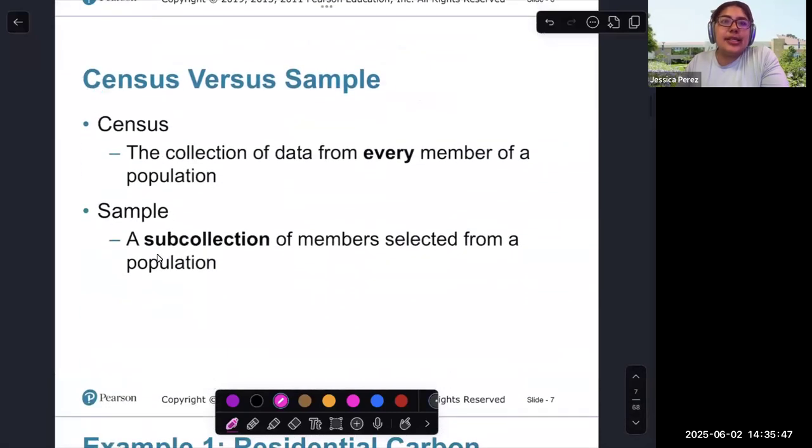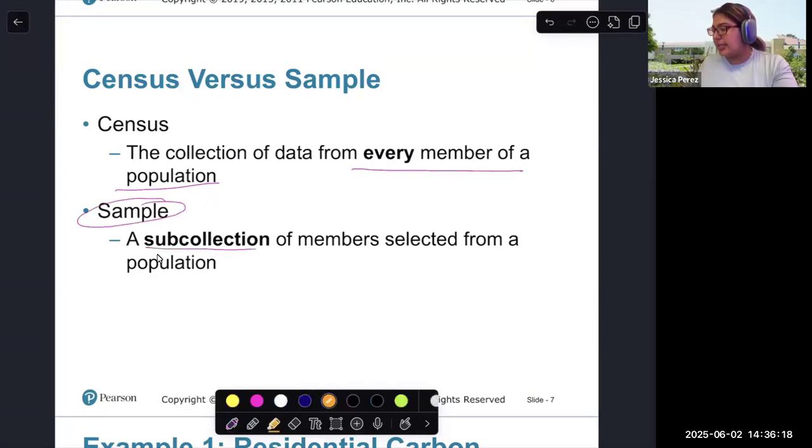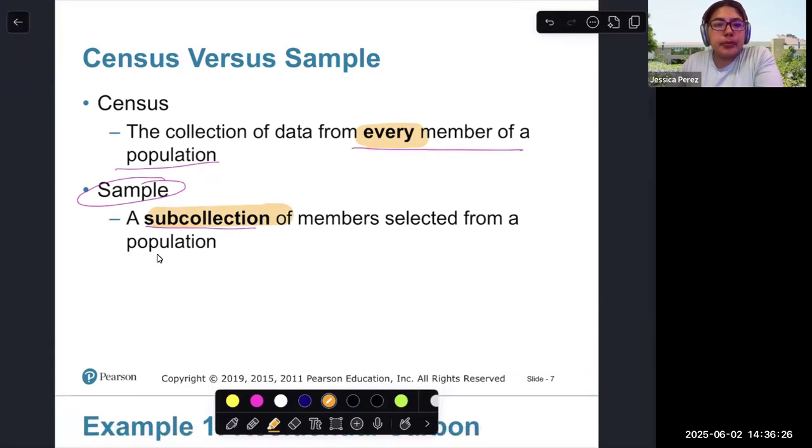So let's talk about census versus a sample. Remember a census, hopefully you all know what a census is, is when you take the collection of data from every member of a population. So from every member, when you're trying to find the census, basically you're trying to determine how many people we have. It's every member in a population. Now a sample is a sub-collection of members selected from a population. So a sample is a sub-collection where a census is every. So every or a sub-collection. Those are the two different things between a census and a sample.